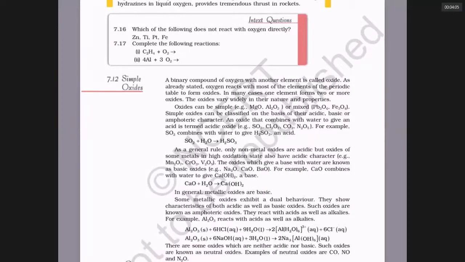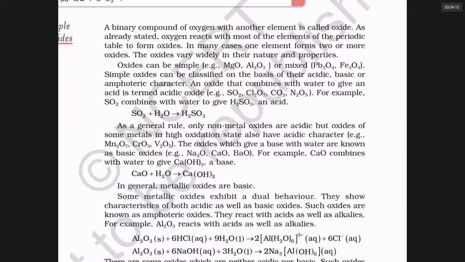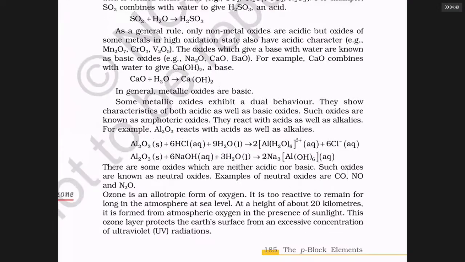Sulfur can make simple oxides like SO2, SO3, and so on. Here there is a discussion. Whenever oxygen combines with non-metals, it gives acidic oxides. Some oxides like CO and N2O, NO are neutral oxides. Non-metal oxides like SO2, Cl2O7, N2O5 are acidic oxides. Oxides of metals like CaO, Na2O are basic. Some oxides like Al2O3, SnO2 are amphoteric oxides.